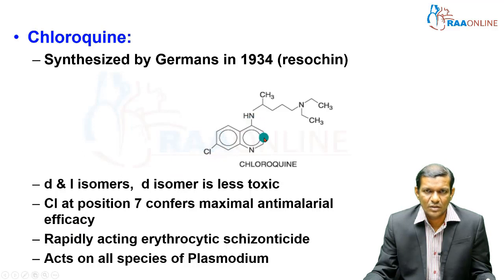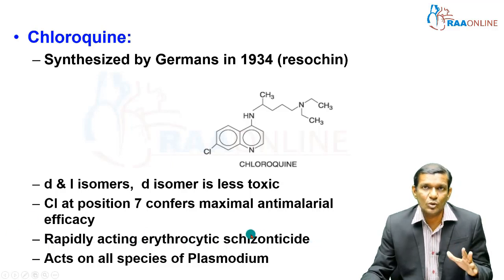So if you start counting 1, 2, 3, 4, 5, 6, I think you have to go this way or some other way, okay. So at the 7th position, the chlorine will be there, and this is rapidly acting. That is why chloroquine is still the drug of choice in uncomplicated Vivax sensitive malaria. So it's a rapidly acting erythrocytic schizonticide. That is why it terminates the acute attack. The fever and chills will be controlled.